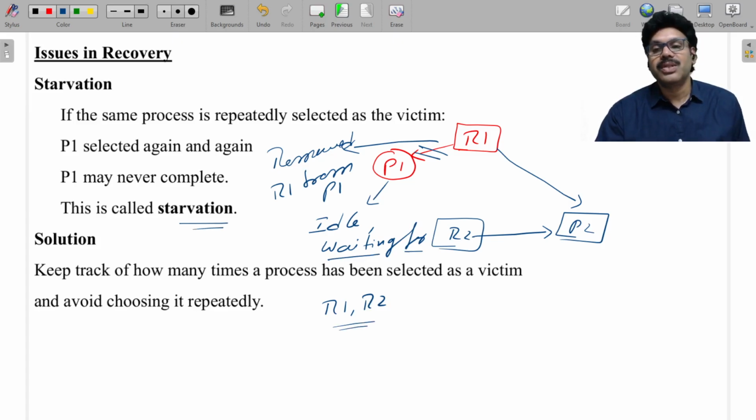That is the meaning of starvation. And the solution is to keep track of how many times a process has been selected as a victim, to avoid choosing it repeatedly. If this happens every time to the same process, next time we will give preference to that process by increasing its age. Therefore, that process's request can also be accommodated. This is how we can recover a system from deadlock. One is preempting resources. The other is killing processes, in two varieties: either kill all the processes or kill only the required process. Our intention is just to remove the cycle among the processes.